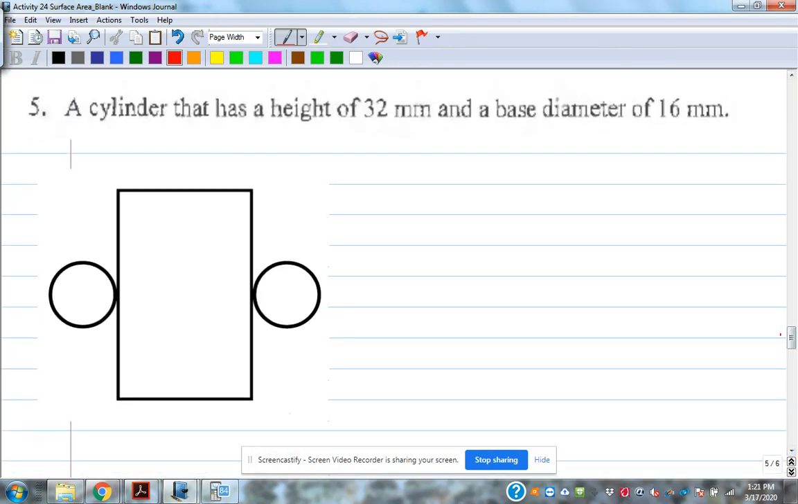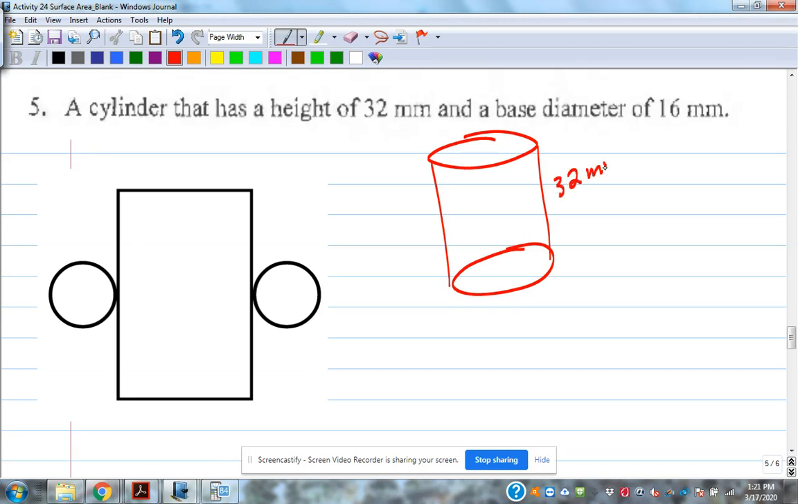All right. Number 5, we got a cylinder. So I went to the nets packet and just copied the net for a cylinder. Remember, a cylinder's got a circle on the bottom, same size circle on the top. And then it's a rectangle that wraps around, think about the label for a can of beans or something like that. That's what you want to think about. And they said the cylinder has a height of 32 millimeters, excuse me. And the diameter of the circle, so all the way across the circle, is 16 millimeters.